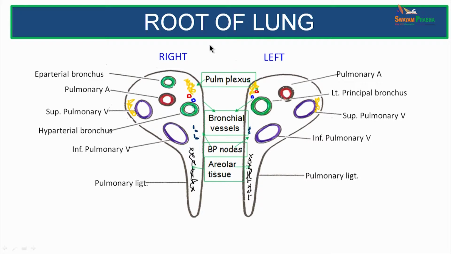This is a pictorial representation of the various structures seen in the root of the lung. Apart from the major structures that we mentioned, there are also pulmonary plexus, some nerve endings, small bronchial vessels, some bronchopulmonary nodes, and the pulmonary ligament has loose areolar tissue with small vessels and lymph nodes.